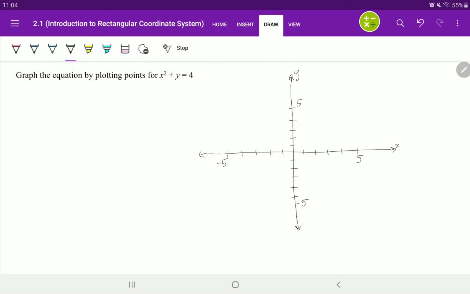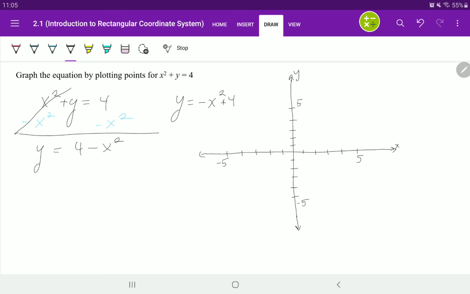Okay, now we're going to graph this equation. Graph the equation by plotting the points for x squared plus y equals 4. Remember, we want the equation in terms of y. So let's get y by itself by subtracting both sides by x squared. So we have y equals, I'm going to write it as 4 minus x squared. If you want to, you can write it as y equals negative x squared plus 4. Same thing. I'm going to leave it as that.